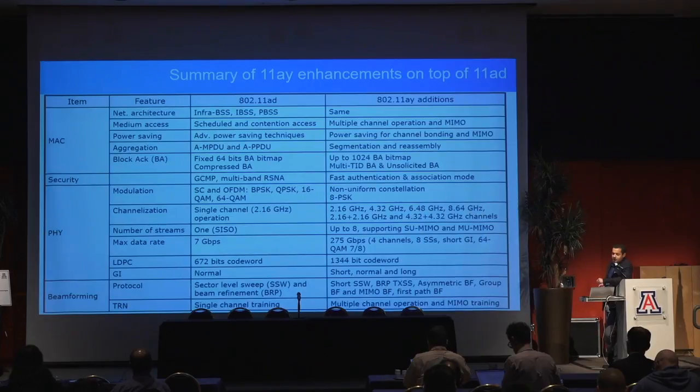More realistic rates for initial deployment are probably going to be around 15 gigabits per second using two-channel bonding. That's something more realistic, at least for initial product releases. And then, of course, over time, those data rates will increase.